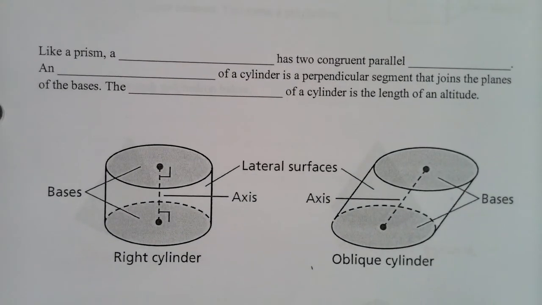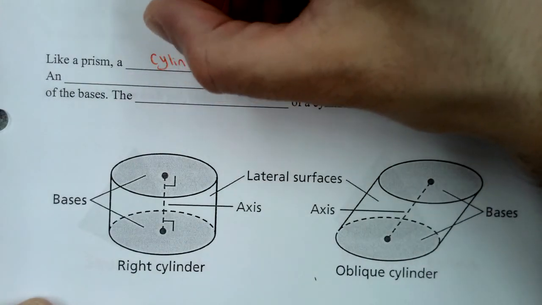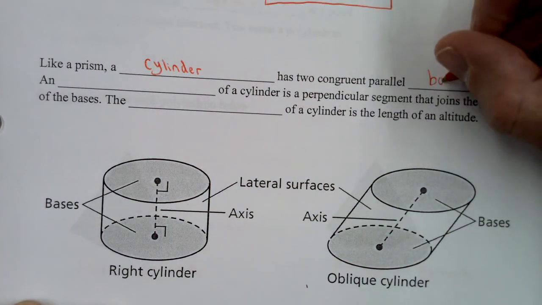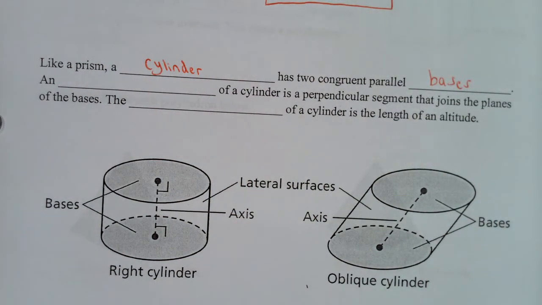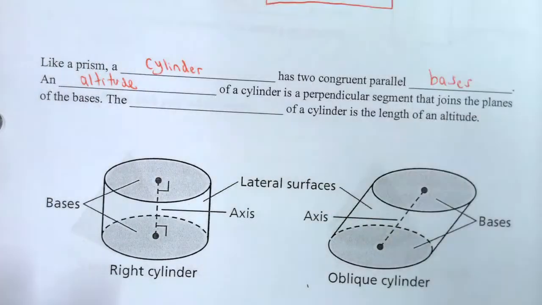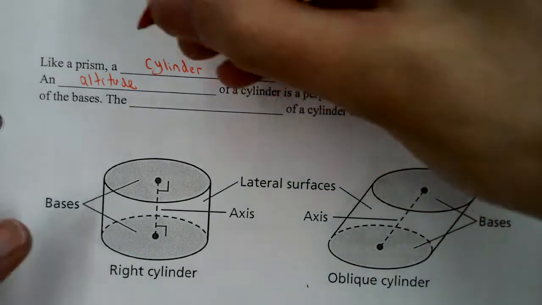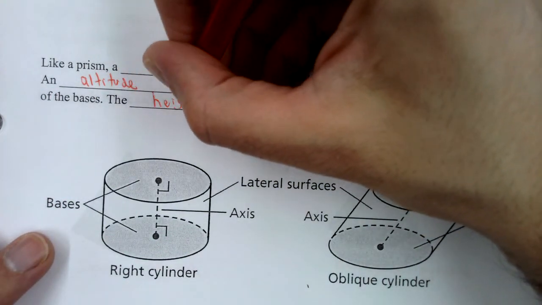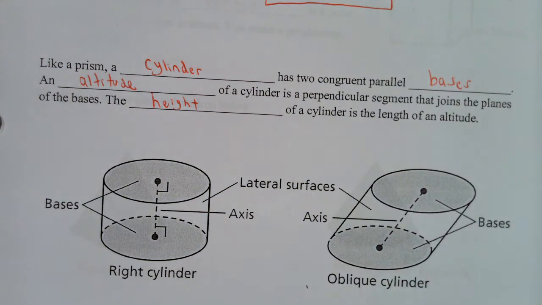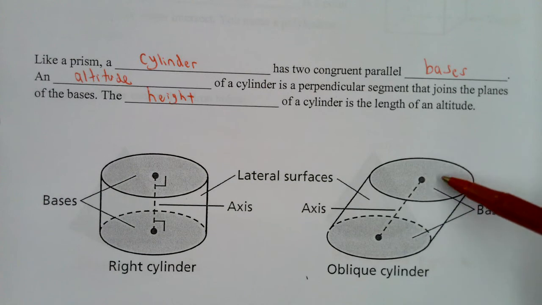Okay, so we talked about this before. Like a prism, a cylinder has 2 congruent parallel bases. An altitude of a cylinder is a perpendicular segment that joins the planes of the bases. The height of a cylinder is the length of an altitude. Okay, so again, look, this is the base, and that's a base. This is a base, and that's a base.